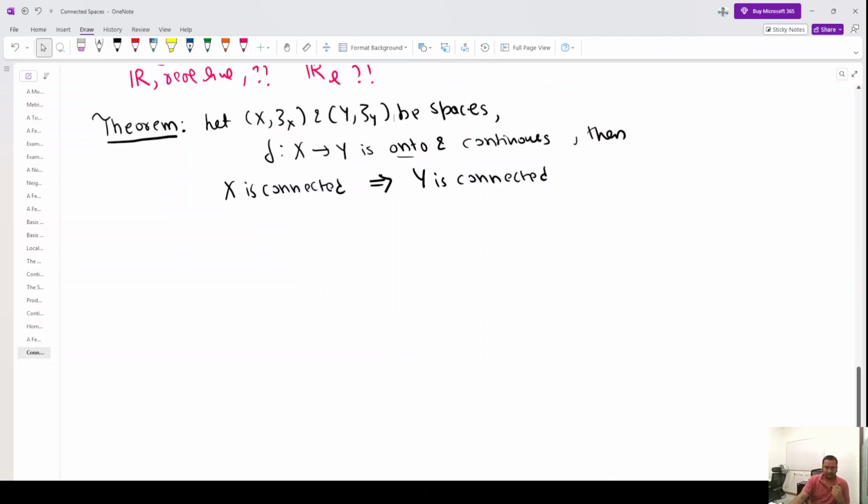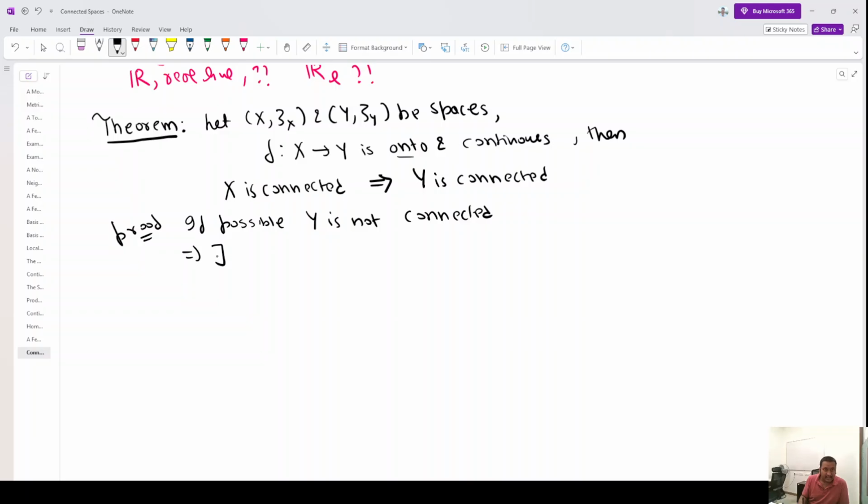So assume we will proceed by contradiction. So assume Y is not connected, if possible. Y is not connected. So guys, what will this imply?